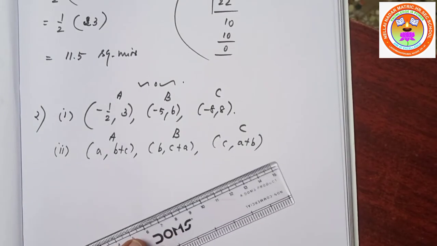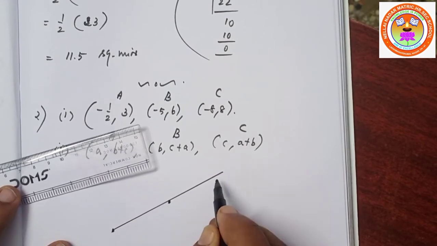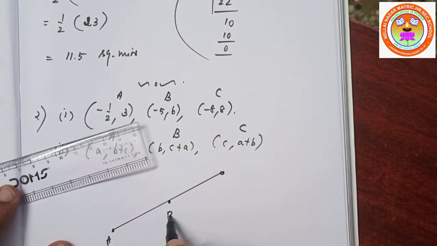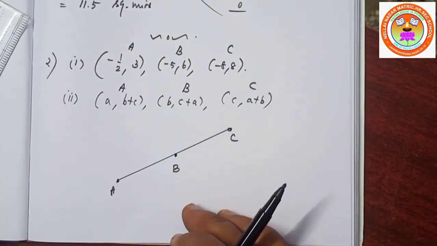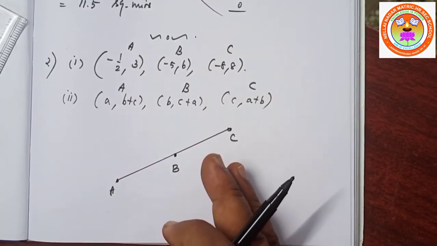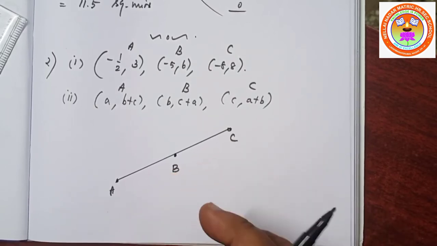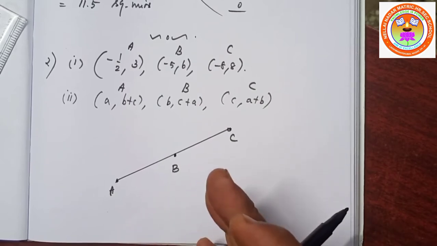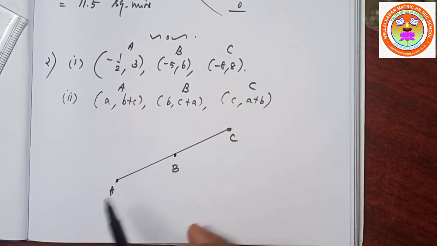Collinear means all the 3 points lie on a same straight line. That is the meaning of collinear. If all the 3 points lie on a same straight line, there is no chance of forming a triangle. You'll be getting a straight line only. If no triangle, the area of the triangle will be 0. So for proving the 3 points are collinear, it is enough to prove area of triangle equals 0.